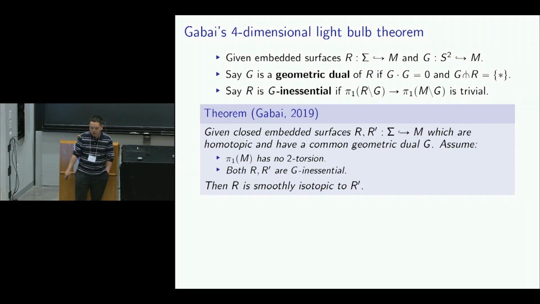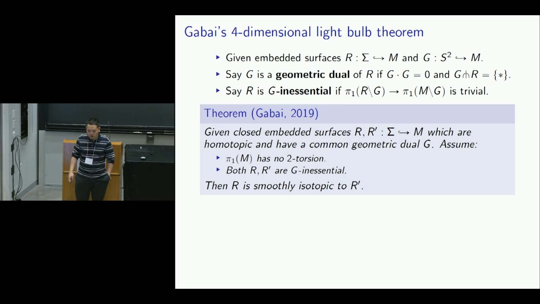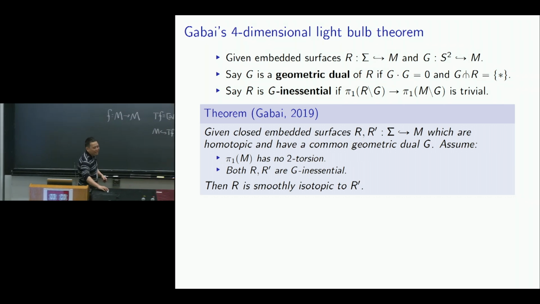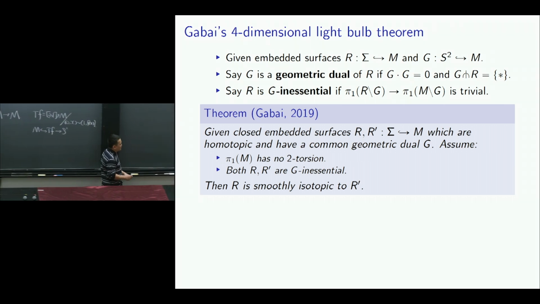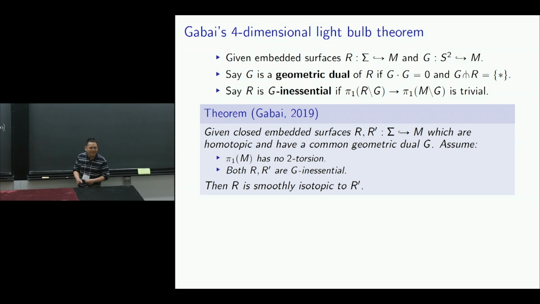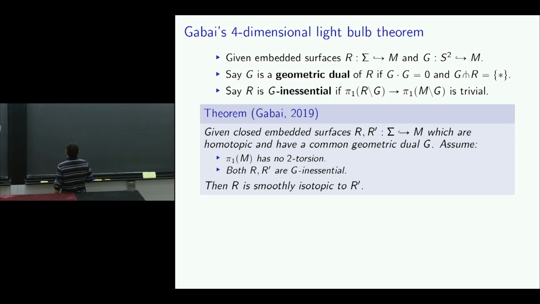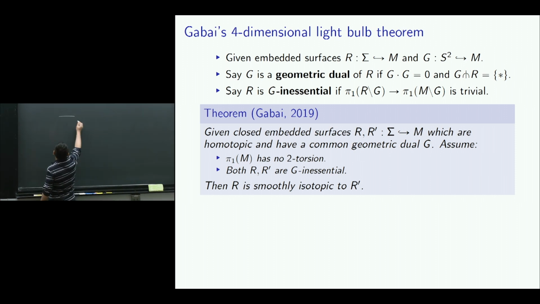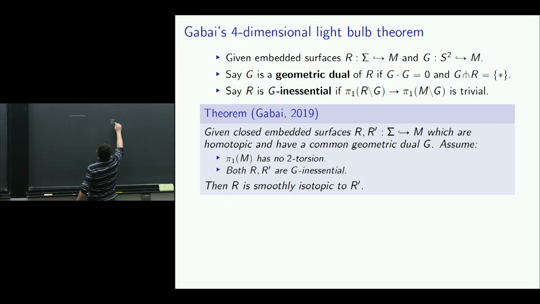Now we're ready to state Gabai's light bulb theorem. Before stating this, maybe let me draw a picture of why we call it the light bulb theorem. In lower dimension, there is a well-known result stating that pi 0 of the embedding space of I cross S2 is trivial.